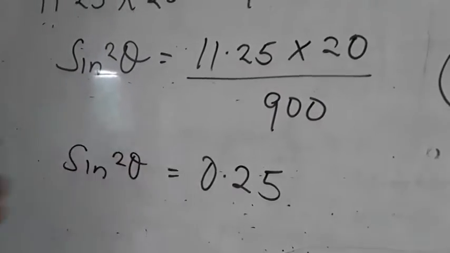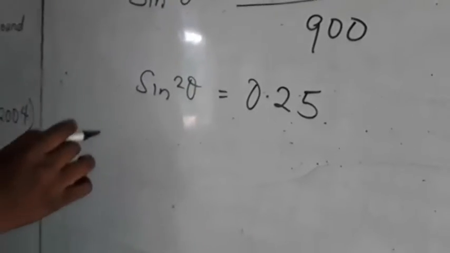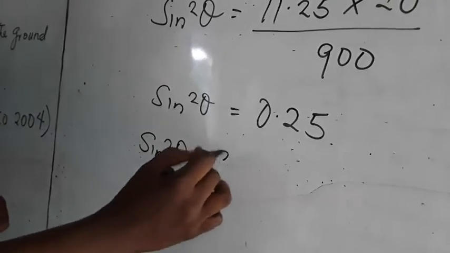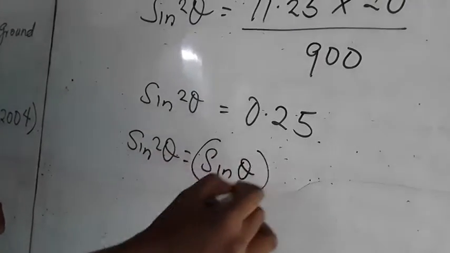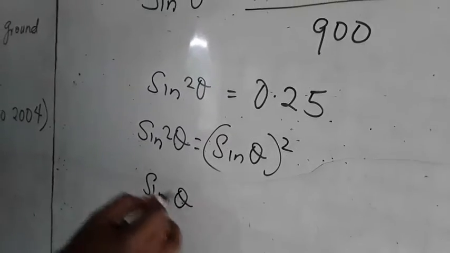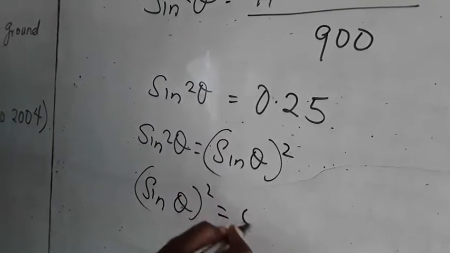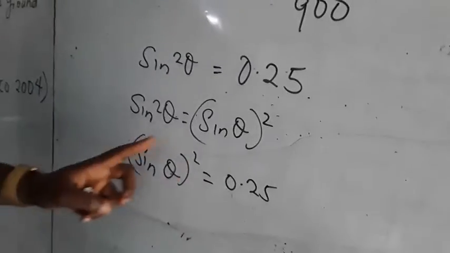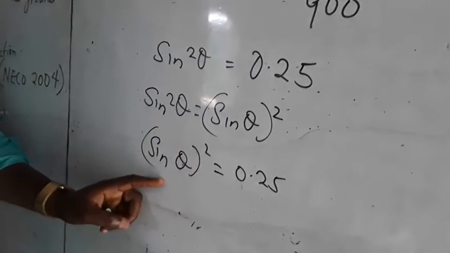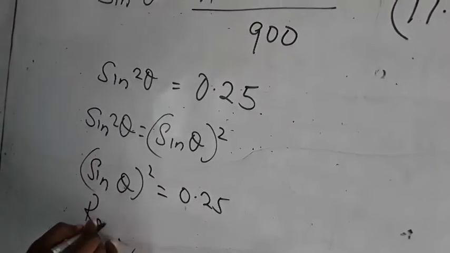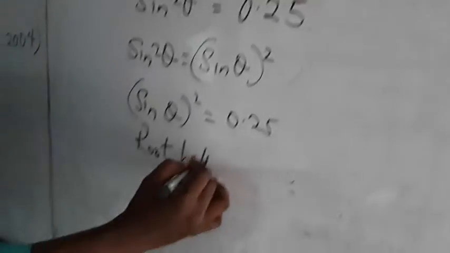So we have sine squared theta. Now, if you remember, I told you that sine squared theta is also sine theta all squared. So I can put it there. Sine theta all squared equals 0.25. So when I have this, I want to make sine theta stand alone. I root both sides to remove the square. Root both sides.